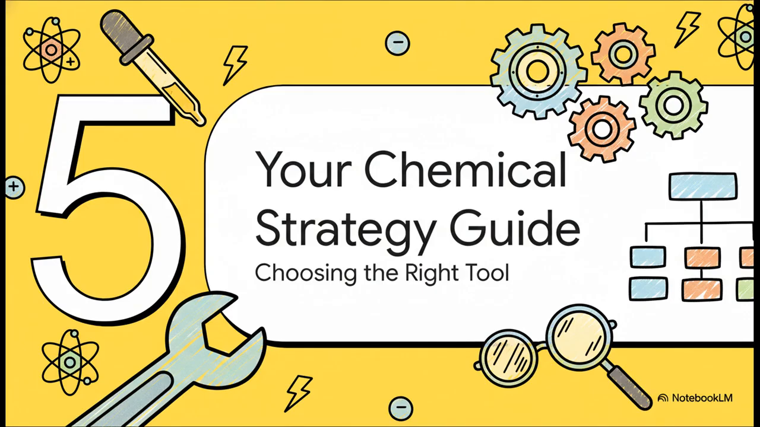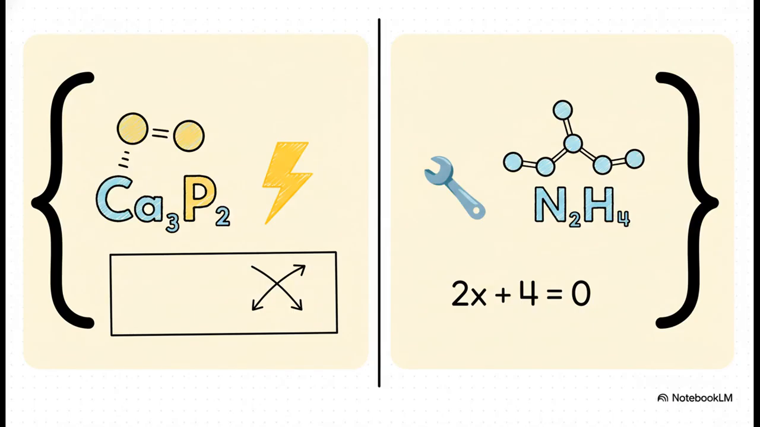Mastering oxidation numbers isn't just about knowing the rules. It's about knowing which strategy to pull out of your toolkit and when to use it. So here's your guide. If you see a simple ionic compound, go for that reverse swap. It's quick, it's visual, it's efficient. For pretty much anything else, especially covalent molecules or more complex ions, the algebra method is your guaranteed path to the right answer. It's the universal tool that always works.